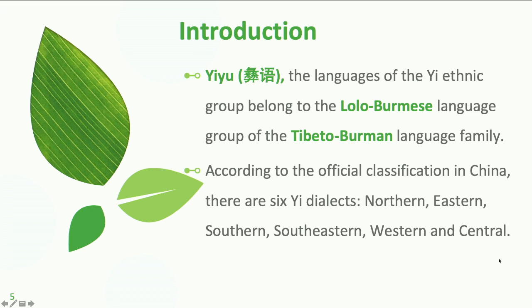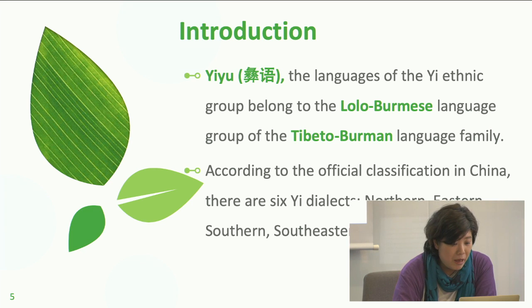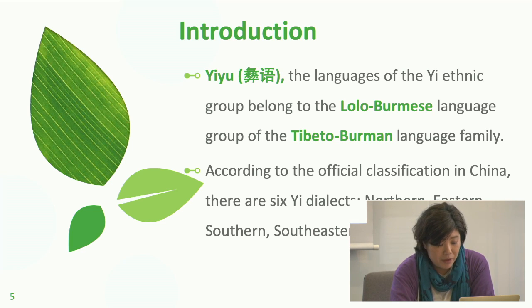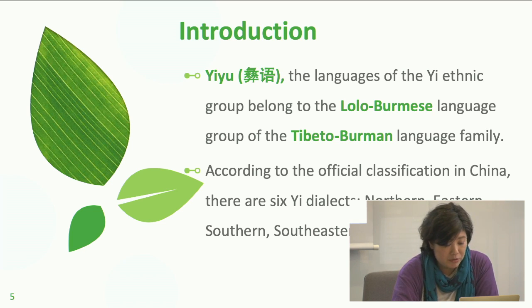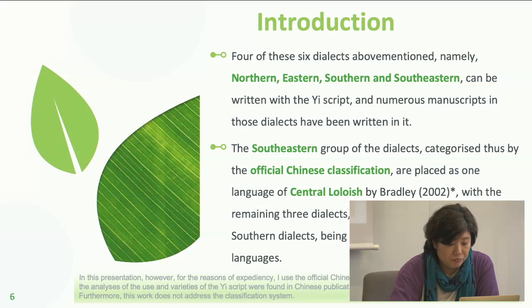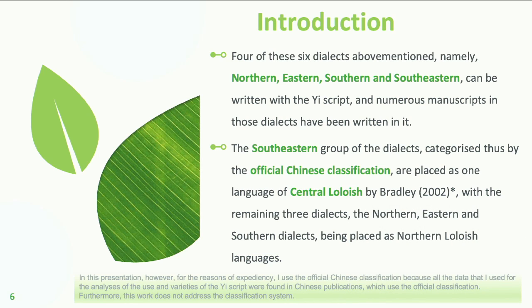It may be superfluous, but let me just add an introductory part on the languages of the ethnic group. The languages of the ethnic group belong to the Lolo-Burmese language group of the Tibeto-Burman language family. According to the official classification in China, there are six dialects: northern, eastern, southern, southeastern, western, and central. Four of these six dialects, namely northern, eastern, southern, and southeastern, can be written with the e-script, and numerous manuscripts in those dialects have been written in it.